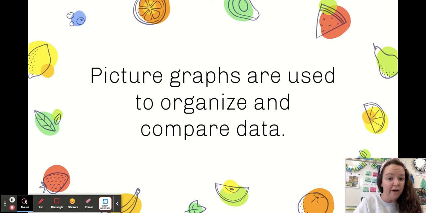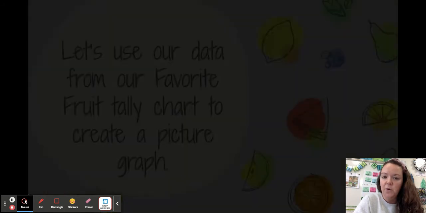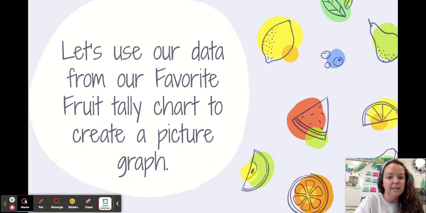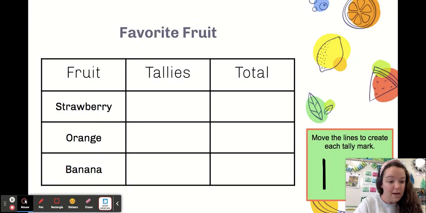Okay, so picture graphs are used to organize and compare data. We can look at all the votes that we've gotten and compare them versus each category, right? So we're going to use some of the data that we've seen from favorite fruit tally charts from previous days to create a picture graph. Now, we didn't make a tally chart last time because I couldn't move my little tallies over, but I'm going to go ahead and do that.